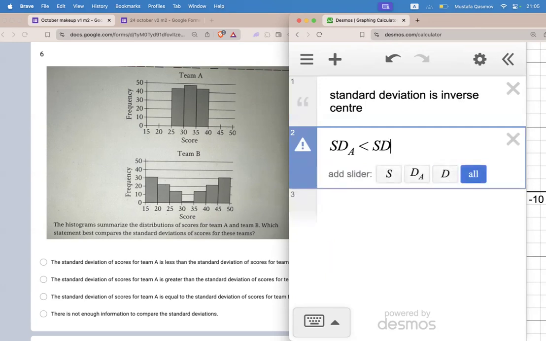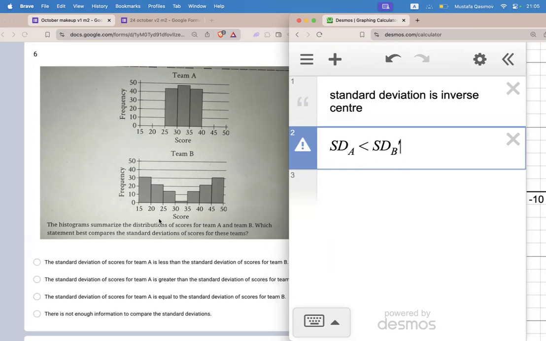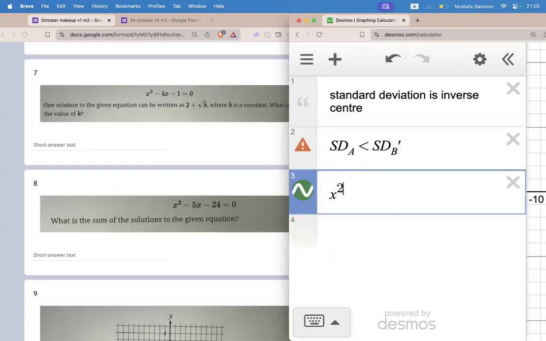You don't need to do anything more. Because we have a lot of numbers here, far from the center, between 45 and 50, 15 and 20. So the answer will be B is greater than A. Answer is A.